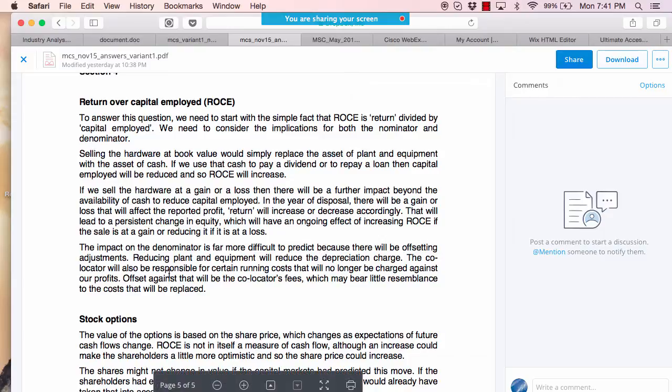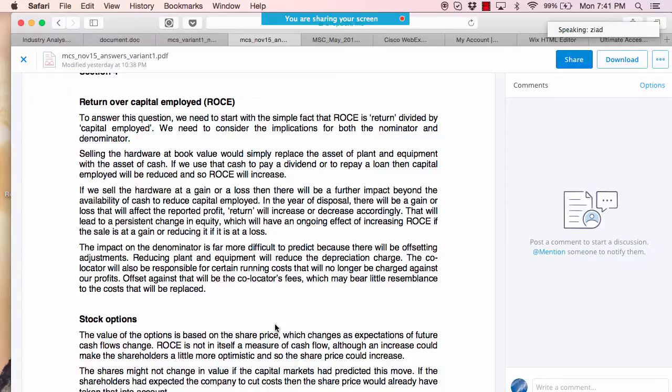And one of you mentioned the depreciation as well, right? Yeah. So the denominator is far more difficult to predict because there will be offsetting adjustments. So I think that's what you guys were saying. There will be certain things that will offset. Yeah. Exactly. That's the thing I was actually mentioning. So even they haven't answered that clearly.